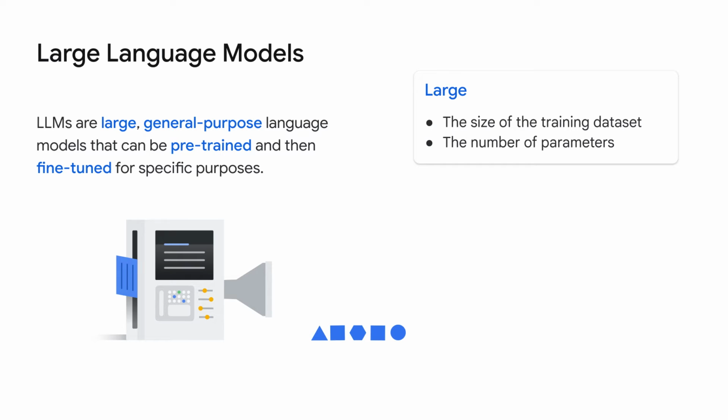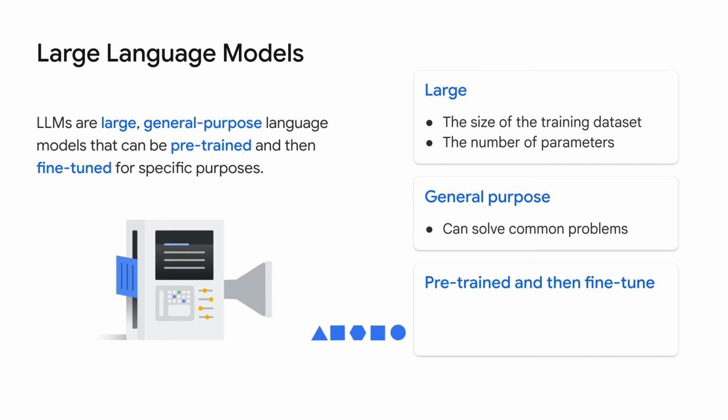Parameters are the memories and knowledge that the machine has learned during the model training. They determine the ability of the model to solve a problem, such as predicting text, and can reach billions, even trillions in size. General purpose means that the models can sufficiently solve common problems. This is thanks to the commonality of a human language, regardless of the specific tasks. Saying LLMs are pre-trained and fine-tuned means that they have been pre-trained for a general purpose with a large dataset, and then fine-tuned for specific goals with a much smaller dataset.